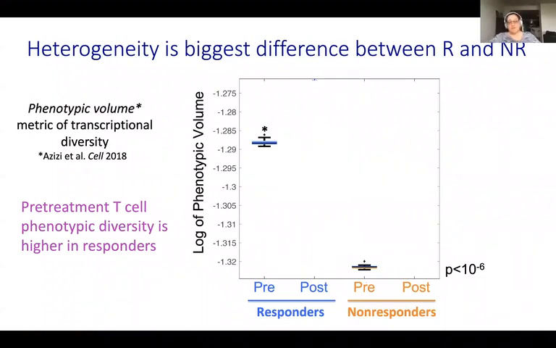So one of the metrics that we like to use of how much variability there is is phenotypic volume. So if you think of all the possible phenotypes of T cells, all the possible combinations of programs that can exist and all the combinations of cell states that we see in our data, and just how large the space of possible phenotypes is, we can quantify that with a phenotypic volume metric that we developed. And we see that the phenotypic volume in responders is orders of magnitude higher than the phenotypic volume of non-responders. So there's a sort of plasticity, richness, diversity in the cell types up front, even pre-treatment.